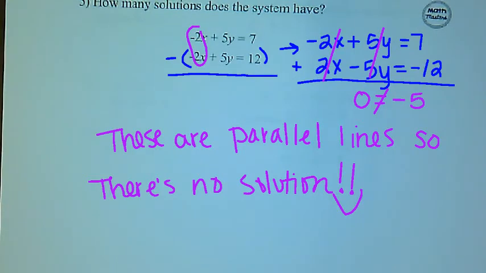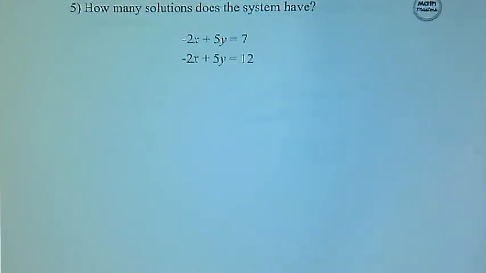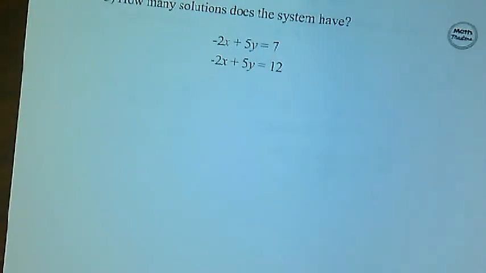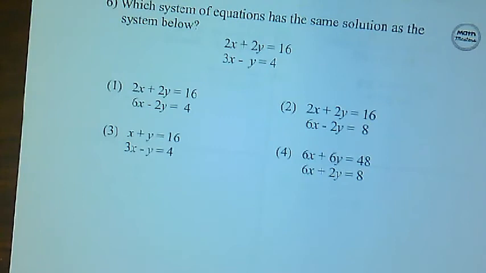All right, so this one has no solution. So if you're ever solving and you get that one side equals the other, that means infinitely many solutions. If you get one side equals another number, which is not the same, then there's no solution.